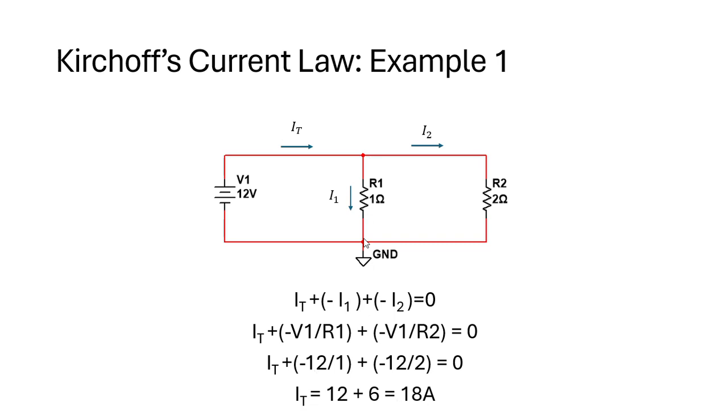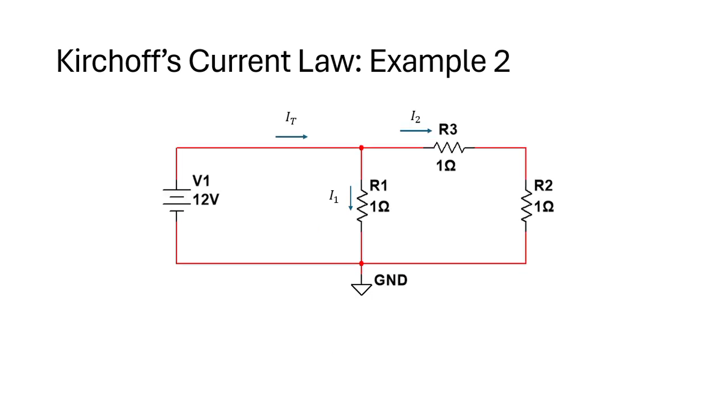The current that's coming down here is 12 amps. And the current that's going this way, down here, and then back here, is equal to 6 amps. Those are the three values for I1, IT, and I2 in this circuit. Now moving on, let's look at a second example.